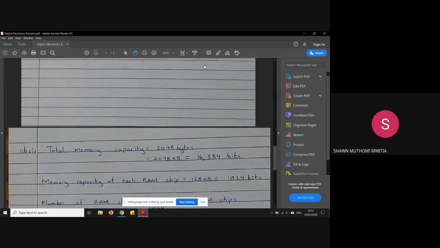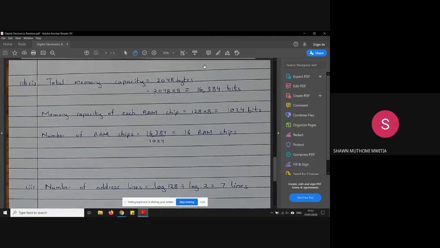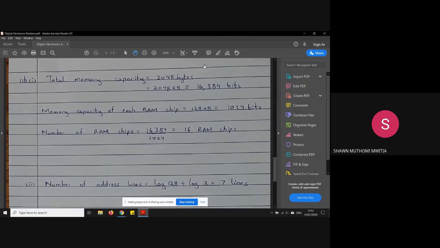So to 4D1. The total memory capacity that's needed is 2048 bytes, which when you change it to bits, will be this amount. Then the capacity of each RAM chip will be 128 times 8, we get this. So therefore, the number of RAM chips, it's basic division, you'll get this.